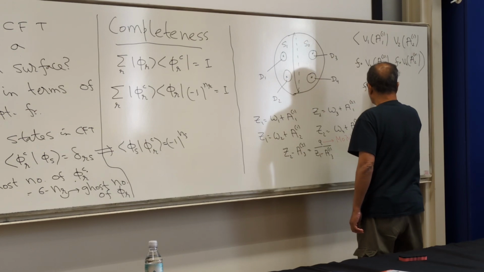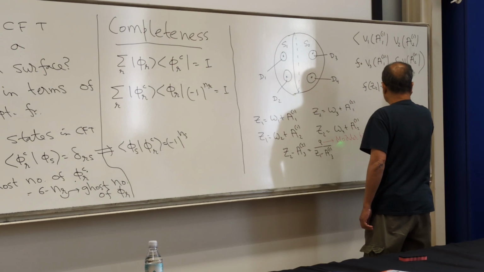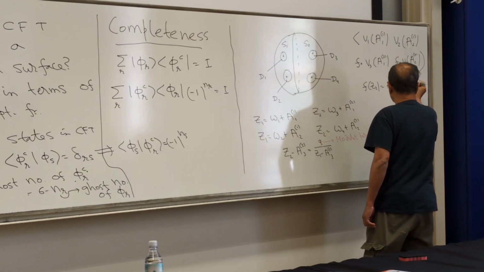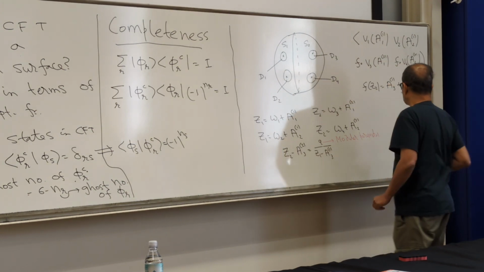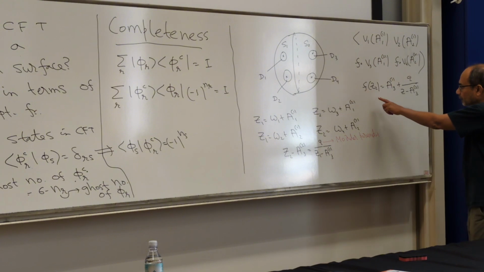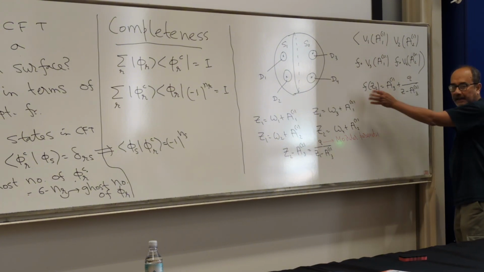F of Z2 is A13 plus Q over Z minus A23. Okay, so let me explain what I have done. So this F of Z2, right? This is basically giving the relation between Z1 and Z2.